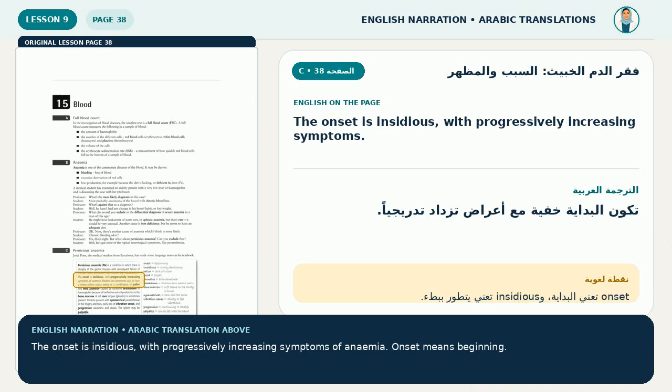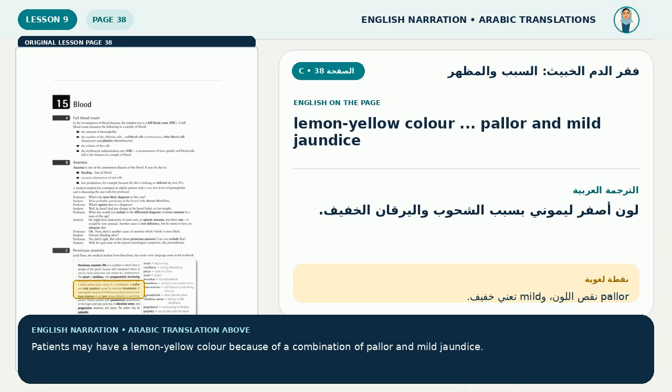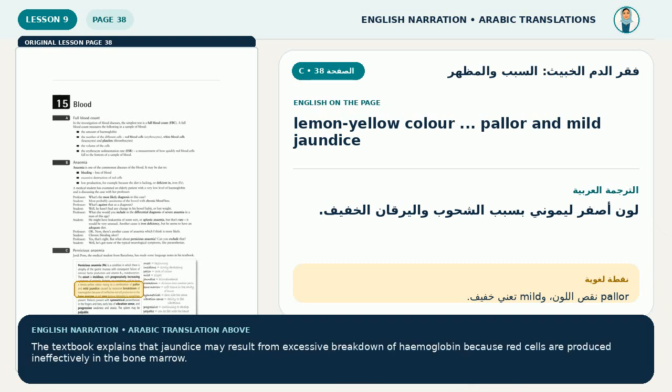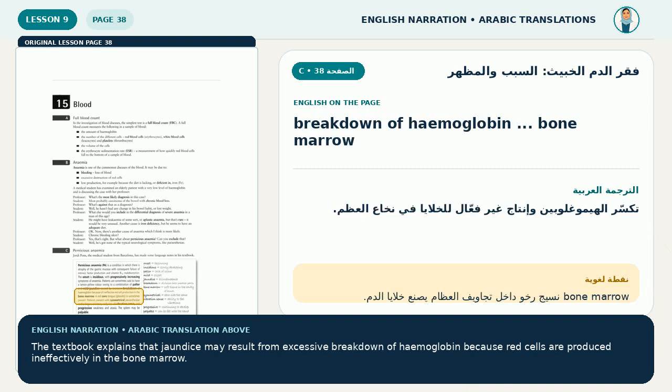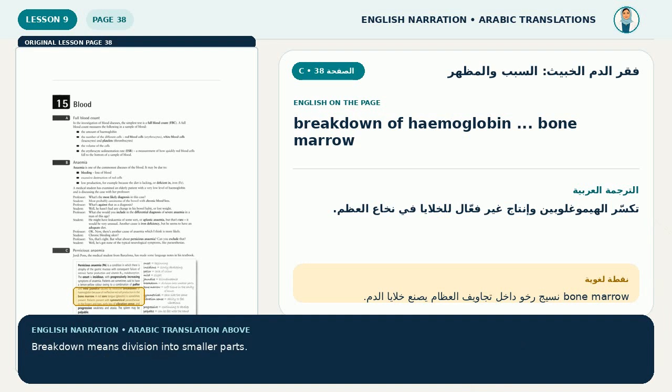The onset is insidious, with progressively increasing symptoms of anemia. Onset means beginning. Insidious means slowly developing and not immediately obvious. Progressively increasing means gradually becoming more severe. Patients may have a lemon yellow color because of a combination of pallor and mild jaundice. Pallor means lack of color, often looking pale. Mild means slight. Jaundice is a yellow color caused by bilirubinemia. The textbook explains that jaundice may result from excessive breakdown of hemoglobin because red cells are produced ineffectively in the bone marrow.